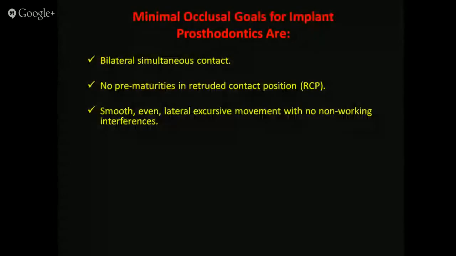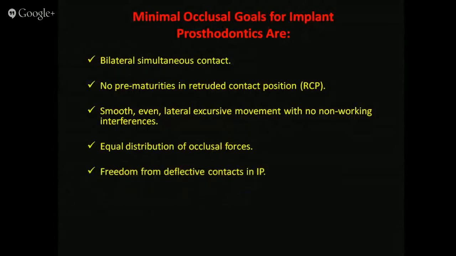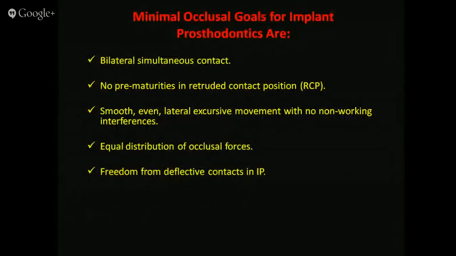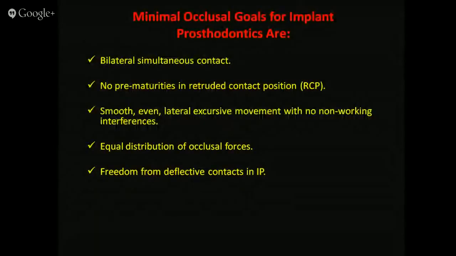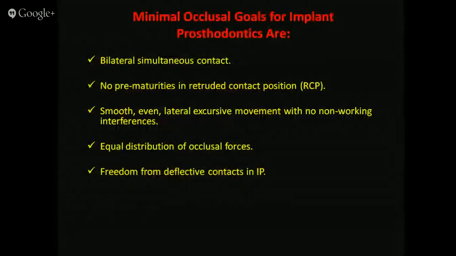Smooth, even lateral excursive movements with no non-working interferences. There has to be a harmonious movement. We do not want any interference which is going to glide over this harmony. We need equal distribution of occlusal forces, as mentioned earlier. We need freedom from deflective contacts in intercuspation. Intercuspal position is that position when my teeth bite. That's my chewing position. I do not want any deflective contacts, because it's only then my muscles start to accommodate these deflective contacts. Again, mentioned in session 2 for complete dentures, same concept remains for implant prosthesis too.